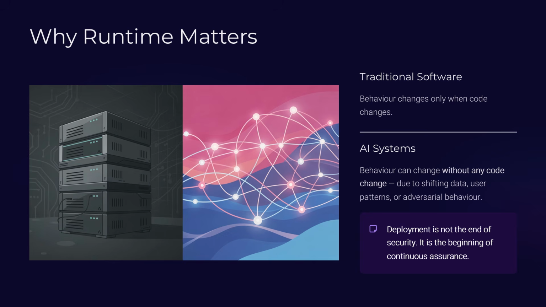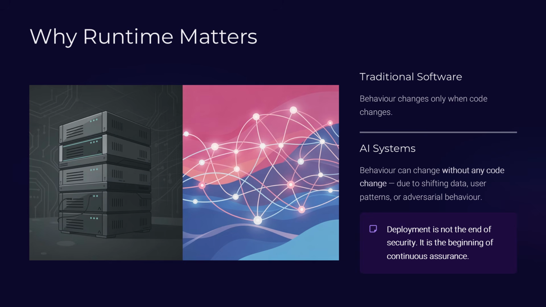Traditional software systems generally behave consistently unless code or configuration changes. When you patch or update software, you understand what changed. Artificial intelligence systems can change behavior even when you do not change code. They can drift because the world changes. They can drift because data patterns shift. They can drift because users interact in unexpected ways. They can drift because new adversarial behavior emerges.